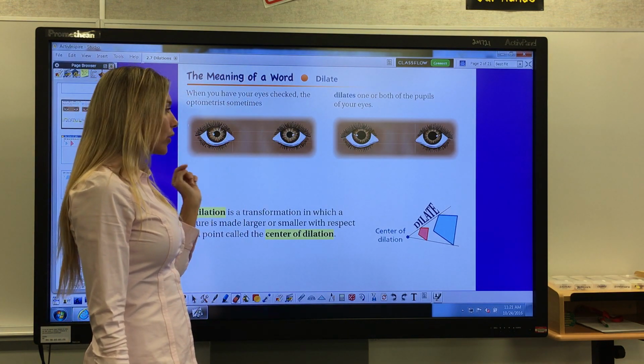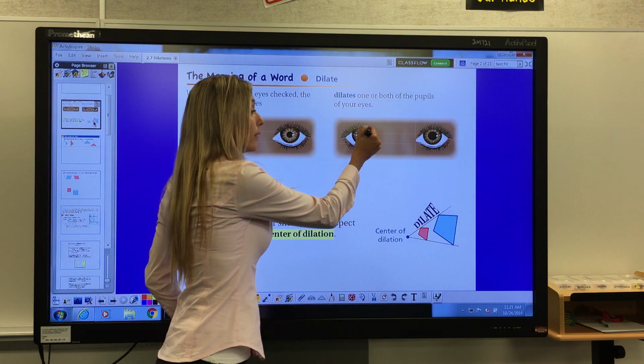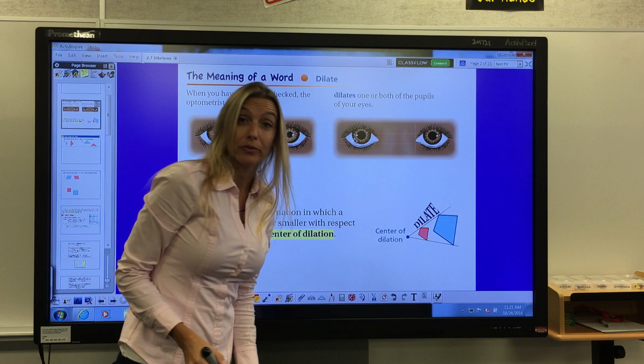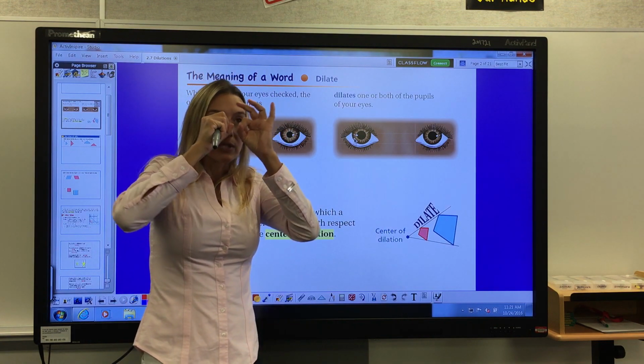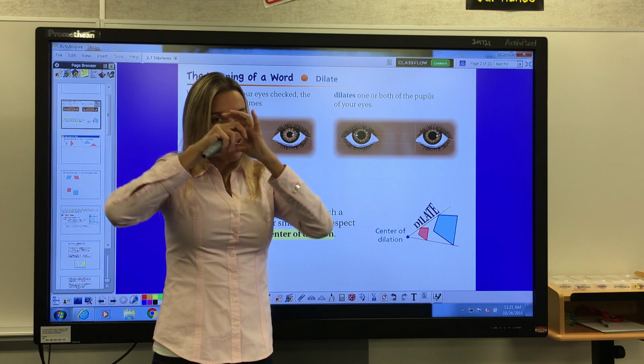And from your regular pupils, you have pupils that look like that. Sometimes they're even bigger and blacker, right? So the pupils dilated, they got bigger. And then they dilate back down.